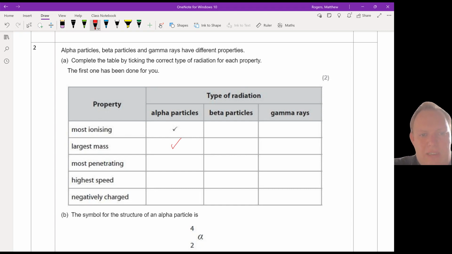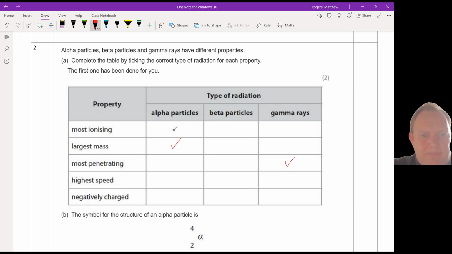The most penetrating, this means the ones that have the greatest range. So while alpha particles might only travel 5 centimeters in air, beta particles maybe around 1 meter, but gamma rays, their range is pretty much infinite in air, certainly several kilometers, so we'll choose those.